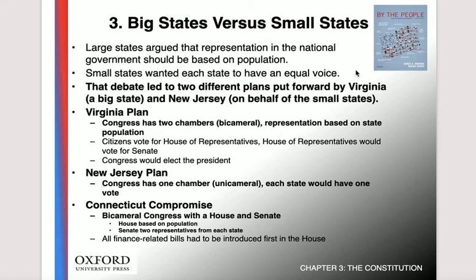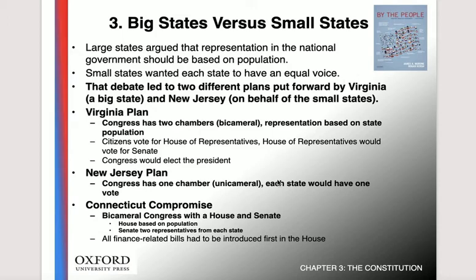And this is based on, the problem is geared around representation. So large states, if the representatives in Congress were based on population, then large states would have more power than small states. But if the representation was based on equality, where the same number of representatives per state, then the small states would have more power than the big states.